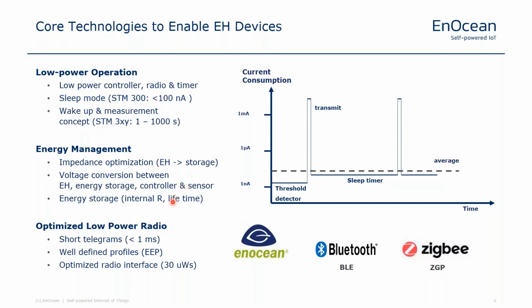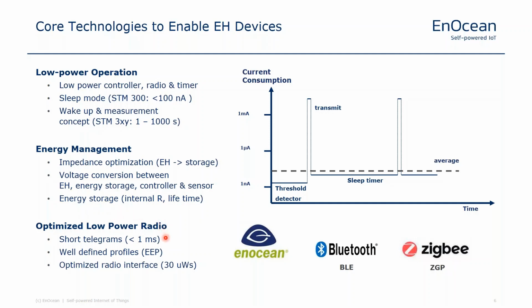Also, a detailed look at the energy storage is necessary. Things like the internal resistor, from the one side, have to be low to provide a lot of energy during the transmit phase. On the other side, it has to be high to avoid leakage. So an optimum has to be found, also in case of lifetime and other parameters of this energy store. Now I'm coming to the optimized low power radio.